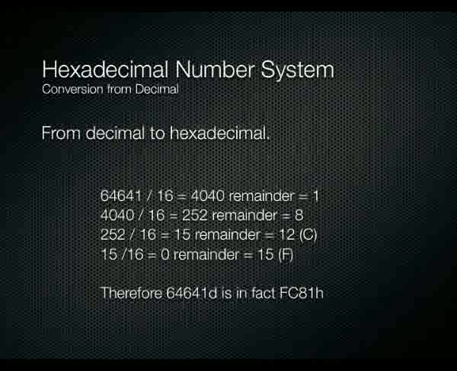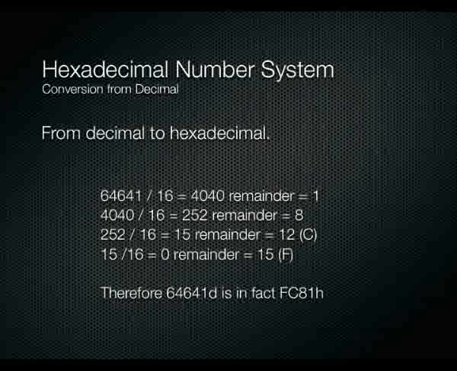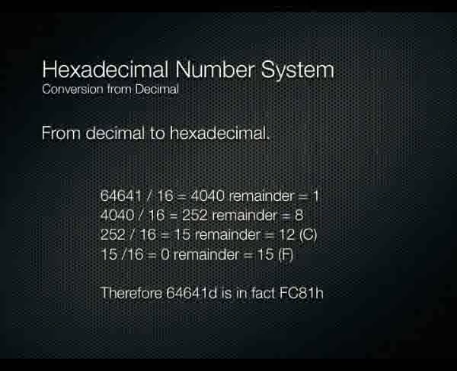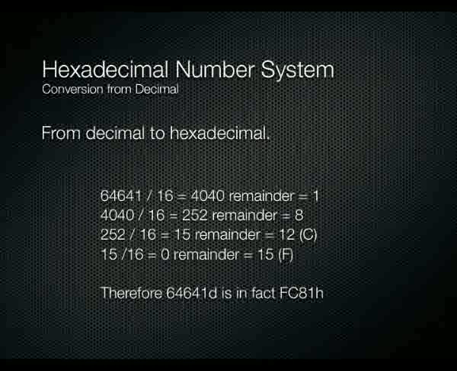And then of course in this case the remainder is 15, or convert it to the hexadecimal equivalent, which is F. So starting at the last remainder that we got, that is our most significant digit. The last remainder of 15 is our most significant. The first remainder of 1 is the least significant digit of our hexadecimal number. So we can simply take those remainders and piece our number back together, which in this case is FC81 hexadecimal.